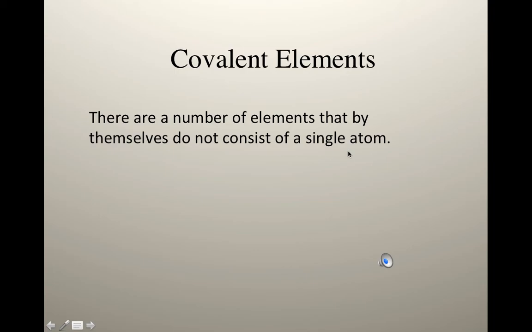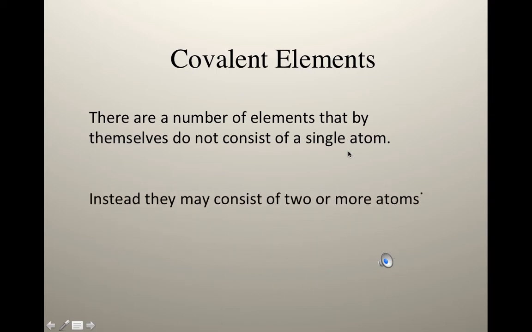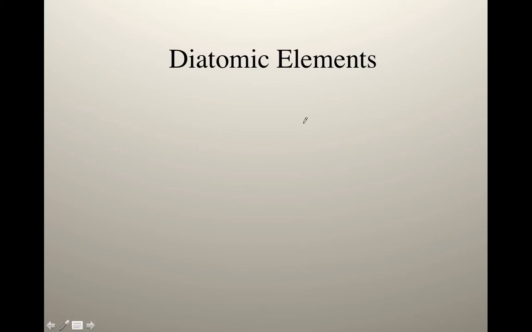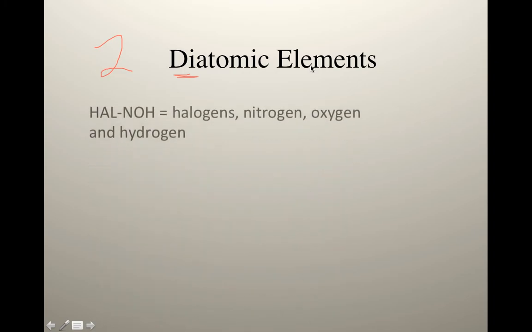Now, most elements are monatomic, made of one atom when they're in the elemental phase. But there are quite a few that consist of 2 or more, and you are expected to memorize them. Certainly if you go into Chem 12, or Chem 11 and Chem 12, you should know what they are. They're cleverly called diatomic elements because di means two. So they're elements made of two atoms.